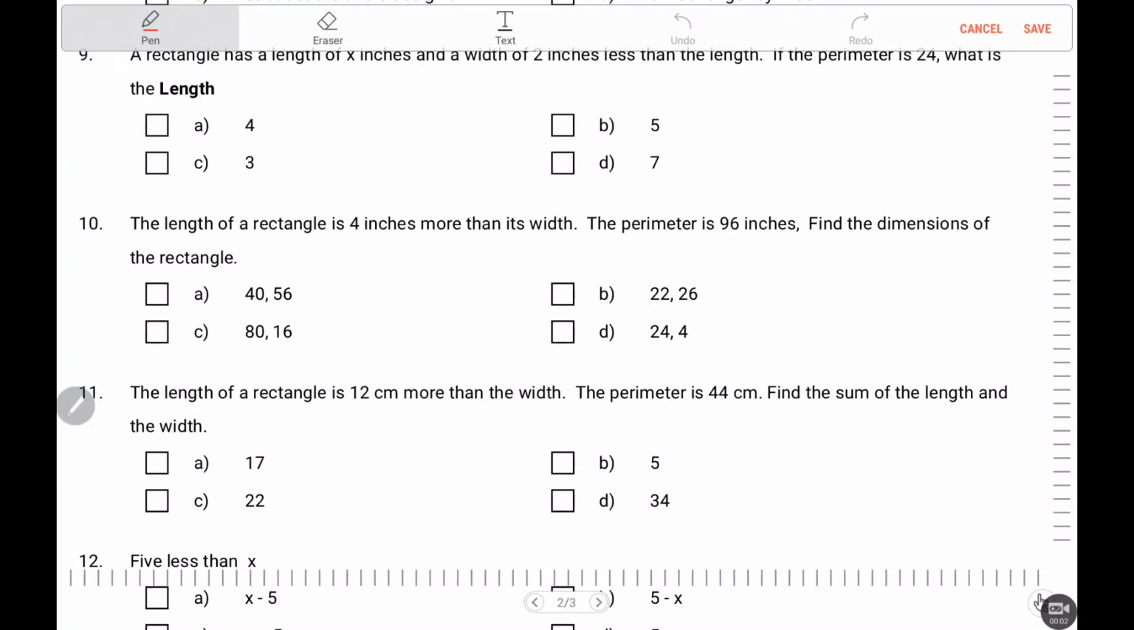Hey everyone, I want to go over a couple questions from the review just to help you out so you're not feeling a little lost. First one is number 10.